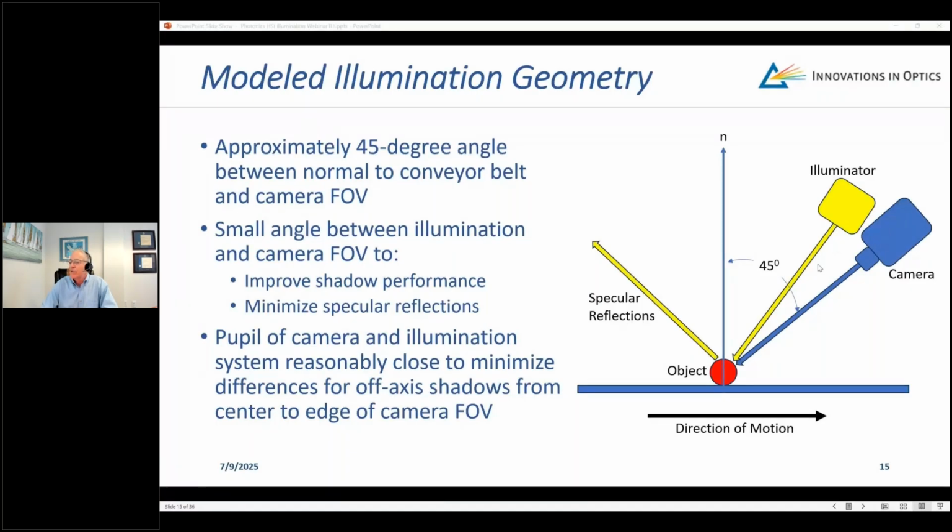And this allows the specular reflections to go off away from the camera. For other applications like looking at pills and so forth, the typical geometry might be the camera looking straight down and plus or minus 45 degrees for the illumination, but that has a smaller depth of illumination. So for large object sizes, this is a good approach.